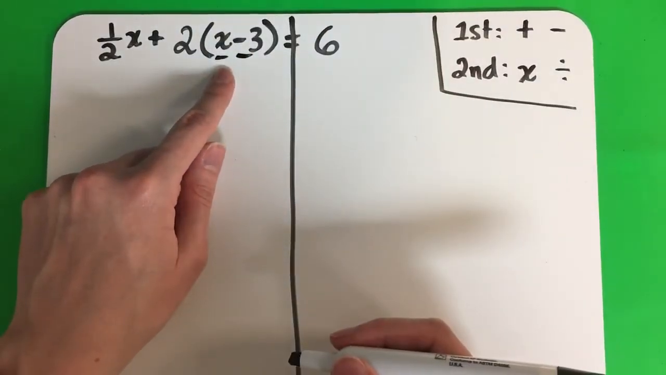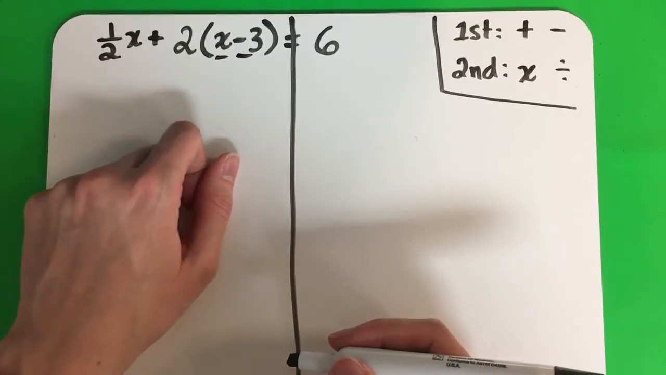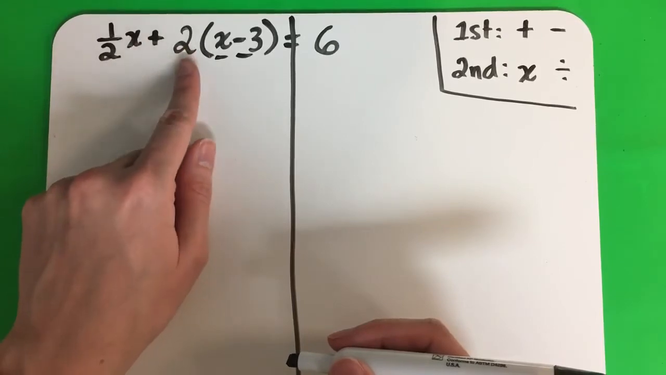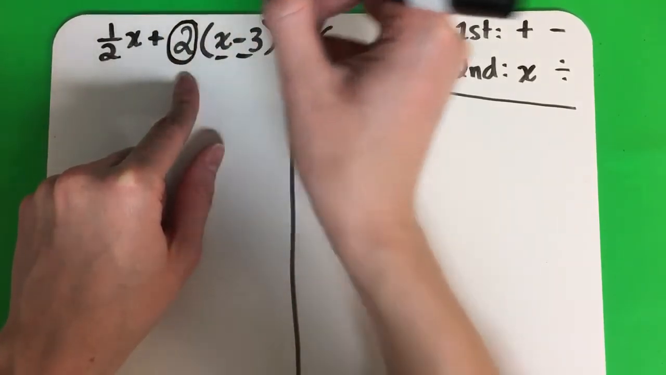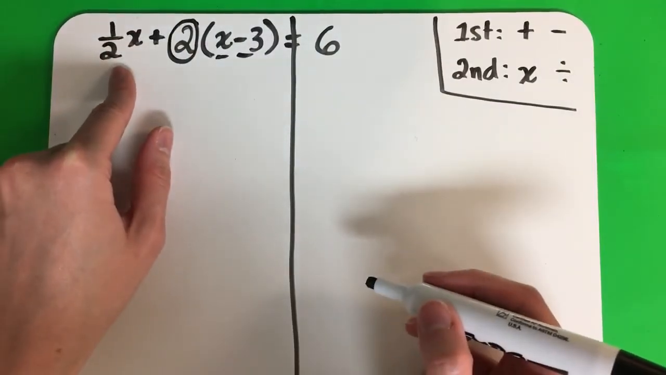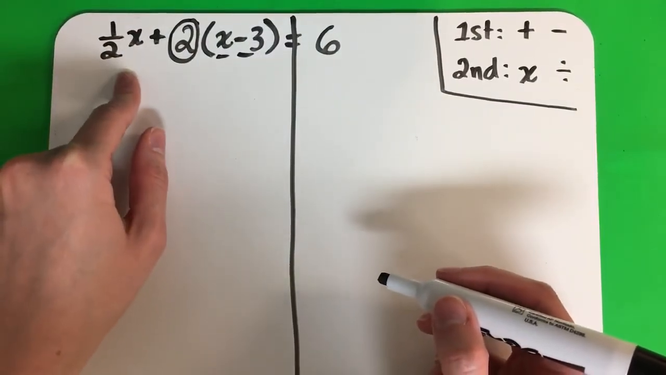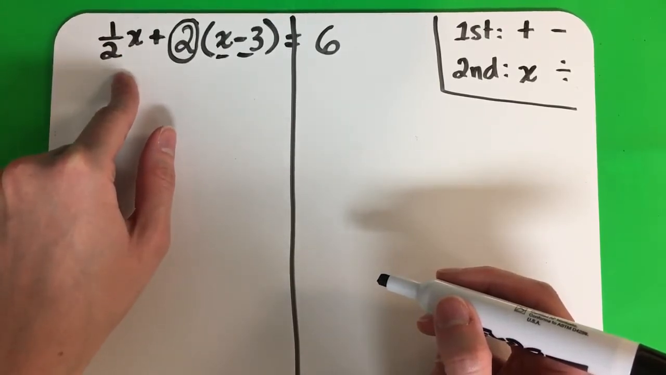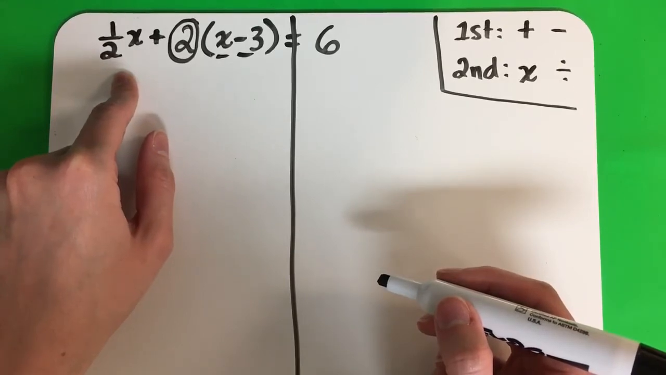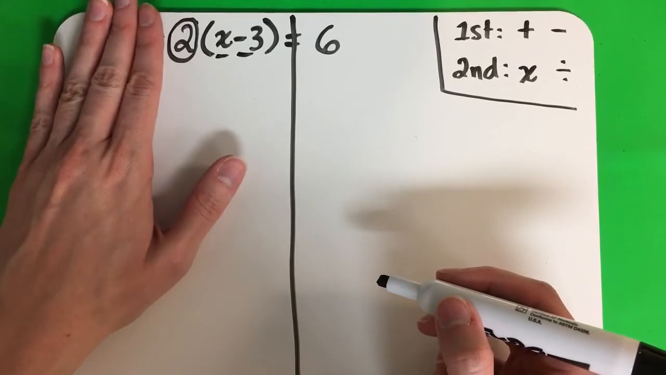What number is directly in front of those paréntesis? ¿Cuál número está directamente enfrente de los paréntesis? 2. So I'm going to circle 2. Okay? This is not directly in front. It's in front, but not directly in front. Uno medio no es directamente enfrente de los paréntesis. Sí es enfrente, pero no está directamente enfrente. So that's not what I'm going to do right now.